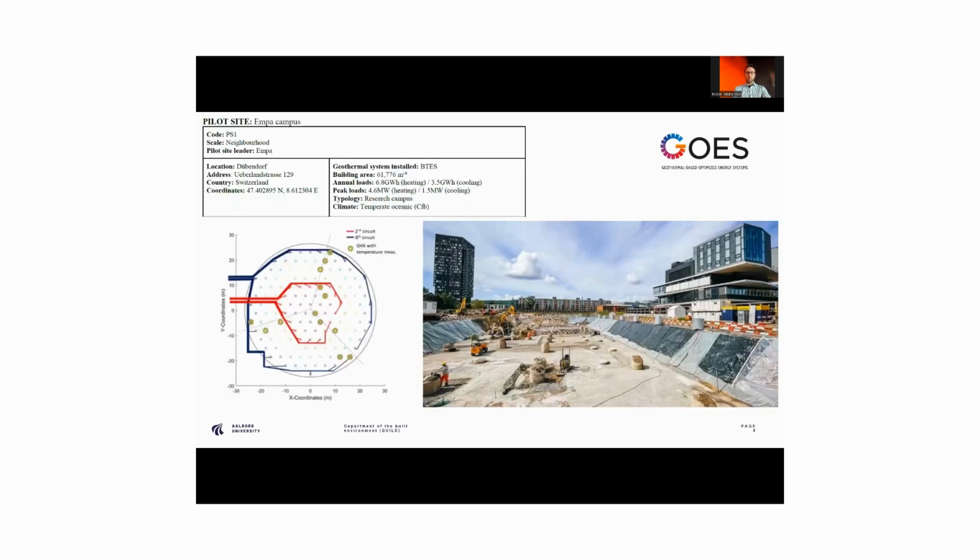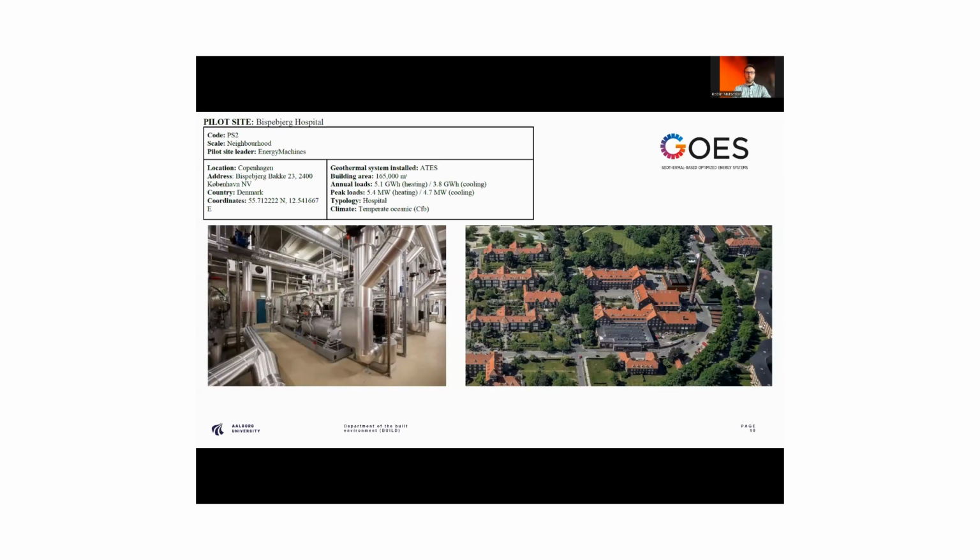Here I want to show some pictures of the pilot sites. Here you have the Empa campus that's involved in the project, and they have a building area of close to 61,000 square meters, and the annual loading is 6.8 gigawatt hours for heating and 3.5 gigawatt hours for cooling.